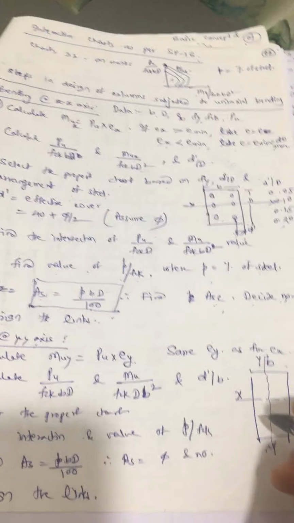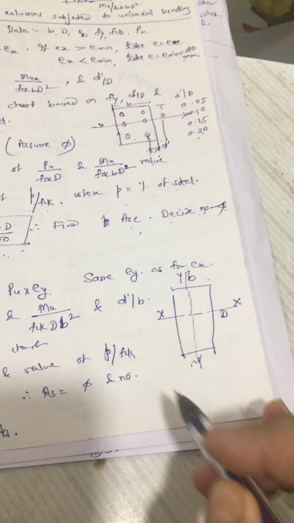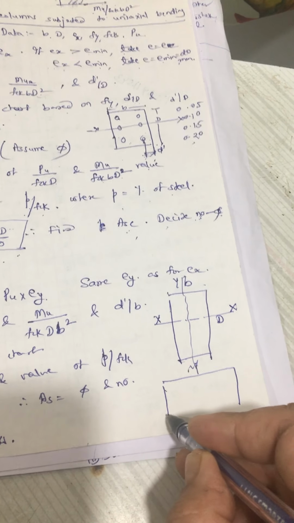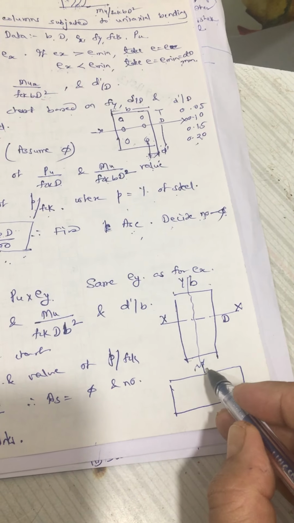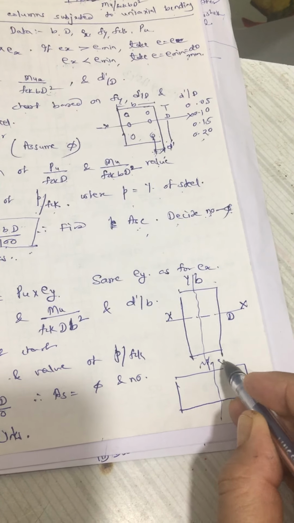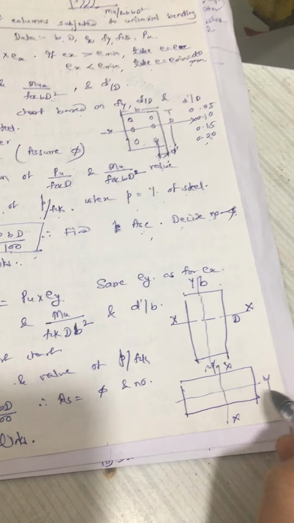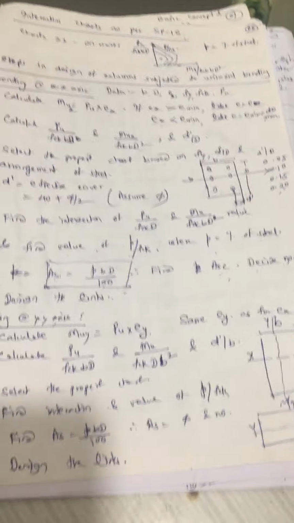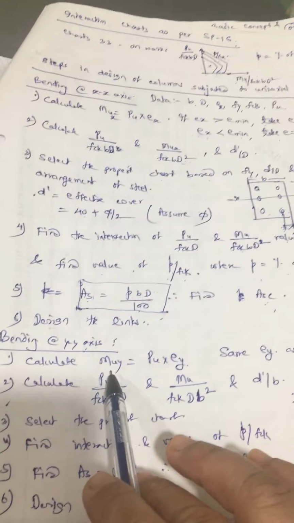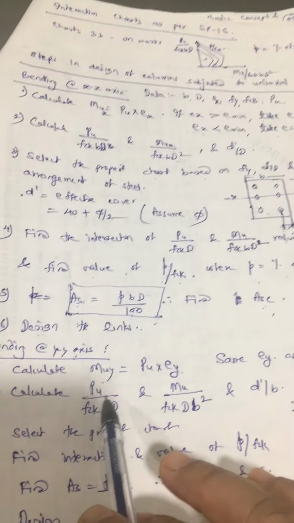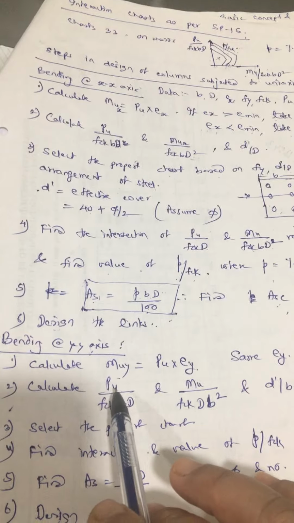So it does not depend on whether the column is oriented like this or whether the column is oriented like this. Even if the column is oriented like this, it will be considered as your XX axis in that case, and the horizontal axis will be your YY axis in that case. So when the bending is about Y axis, the same procedure is adopted, but now your moment of inertia is not BD cube by 12 but it is DB cube by 12. Therefore the value of Z also changes.